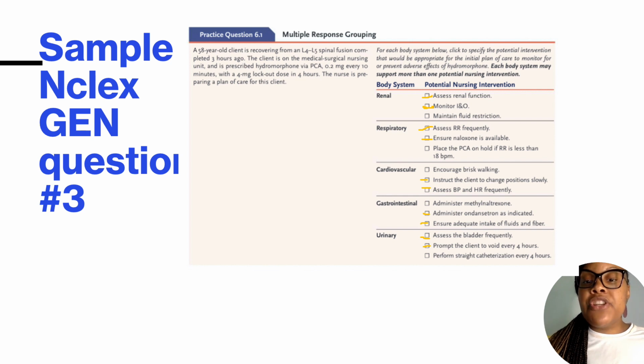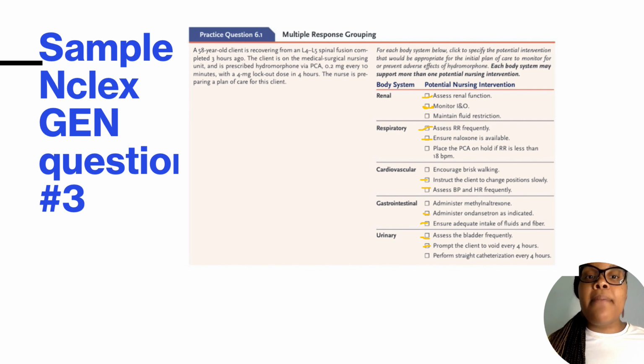Now, if after we assess the patient we saw that they were retaining urine and they weren't able to go when they tried to go, then we will cath. But we're not going to say we're going to automatically perform a straight catheterization every 4 hours. We're not going to do that. All right, so these are the answers for this problem.